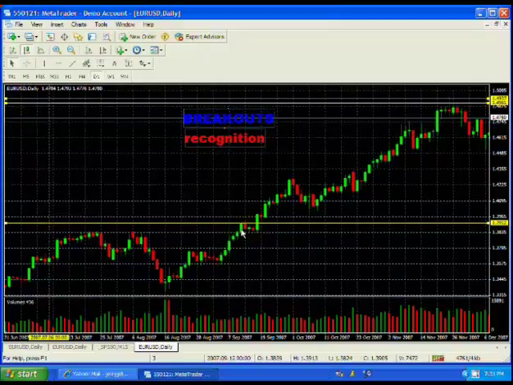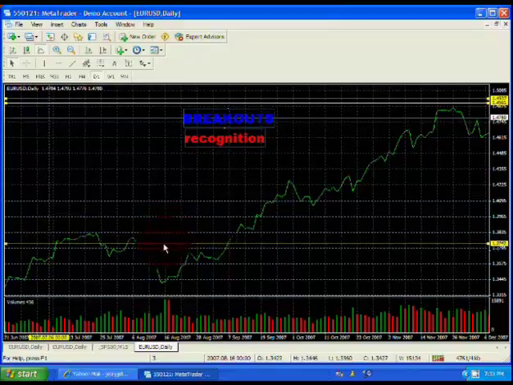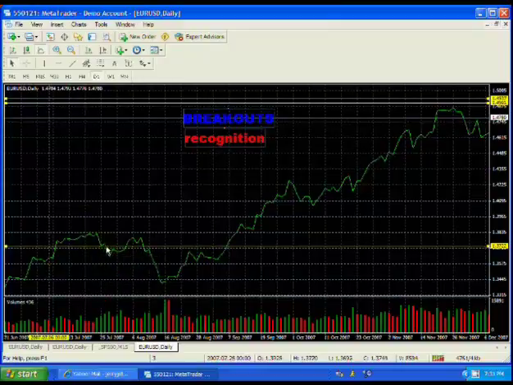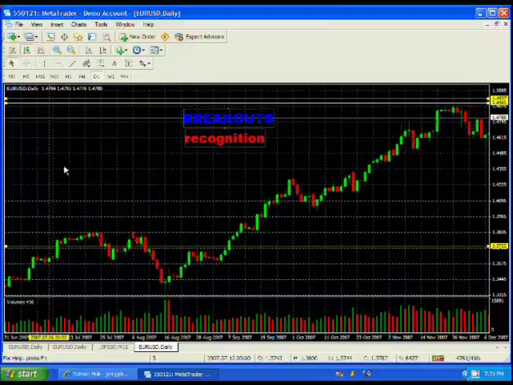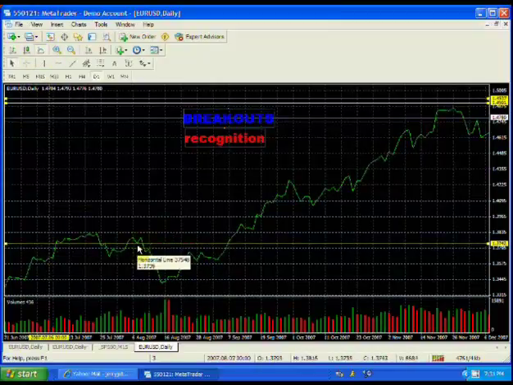Let's see here. Let's go right here. We have a breakout of a low here, and when we go to our candle chart, the close of this bar is the breakout point. If we go to another bear breakout, which would be here, we go to our candle, and the close of this bar would be the breakout point.